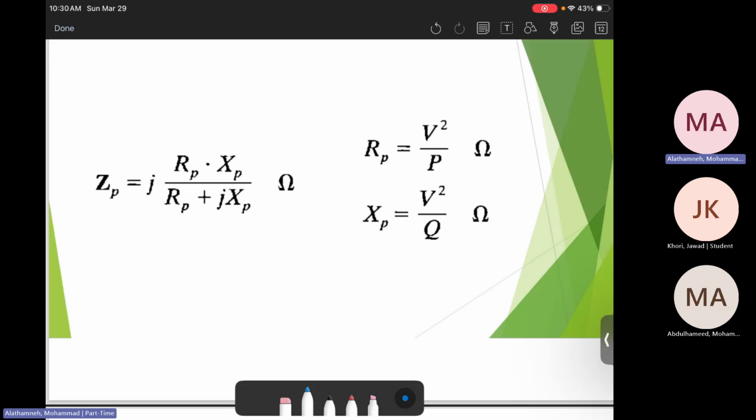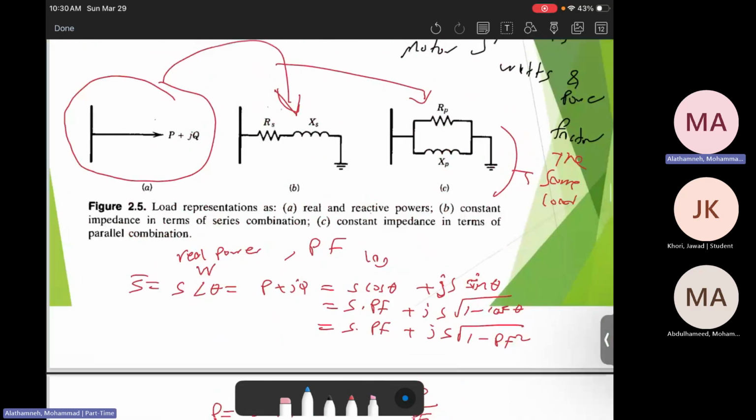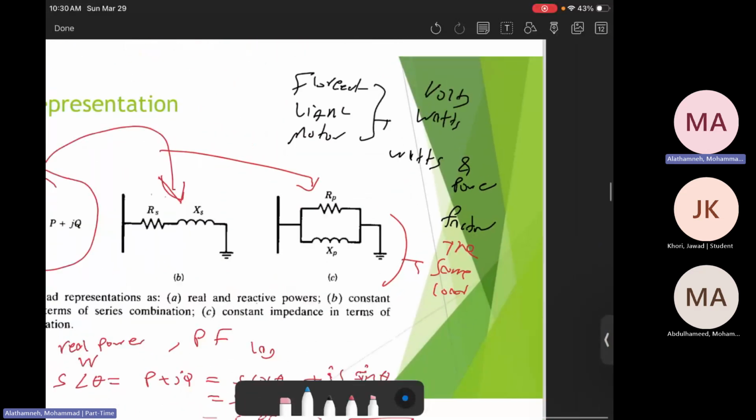How about if we need to use the parallel form, which is this one, Rp and Xp? How can we do it?